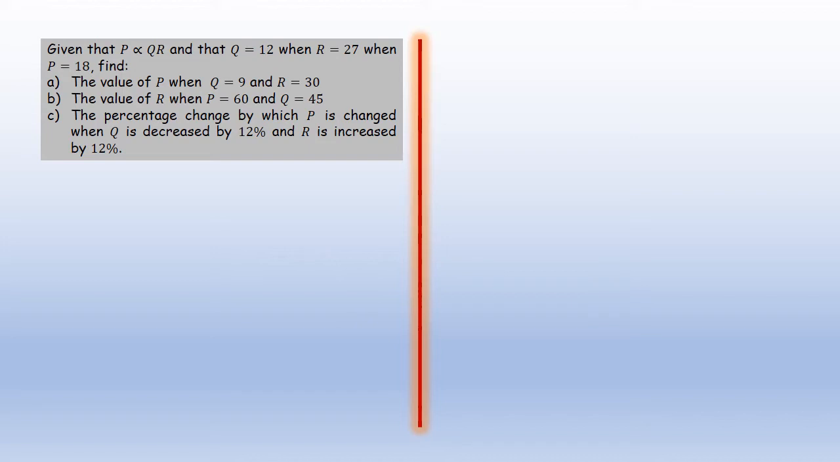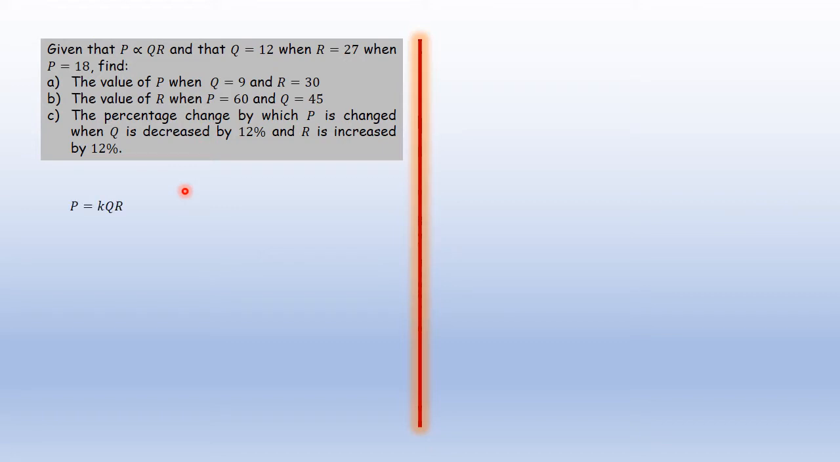In this lesson, we're going to focus on another example of a question that has to do with joint variation. The question before us reads: given that P varies jointly as Q and R, and that Q is 12 when R is 27, when P is 18, find, we have questions A, B, and C. My particular emphasis will be on part C. Let's begin with A anyway.